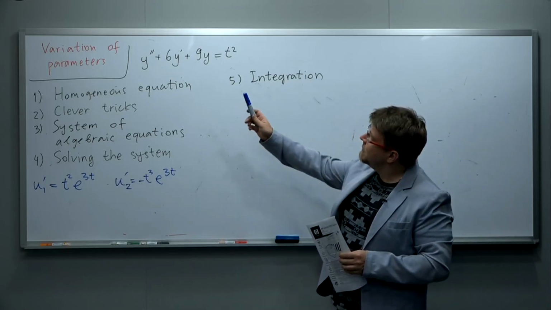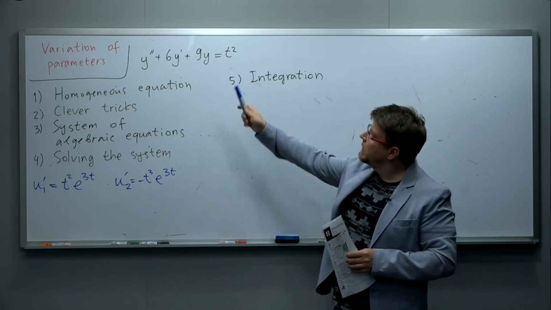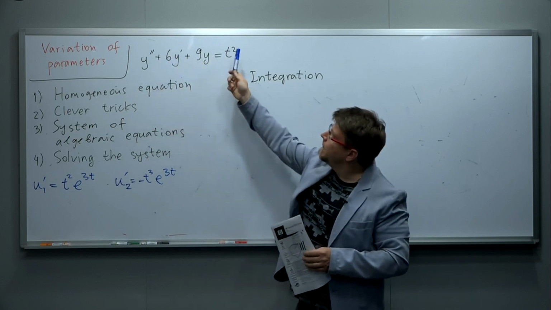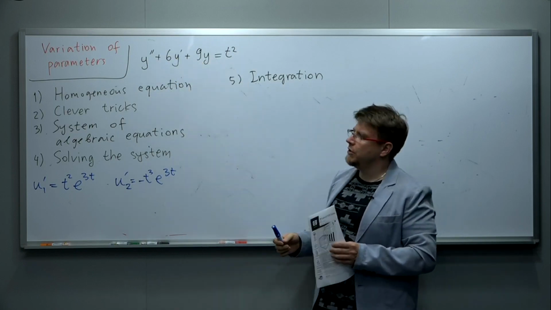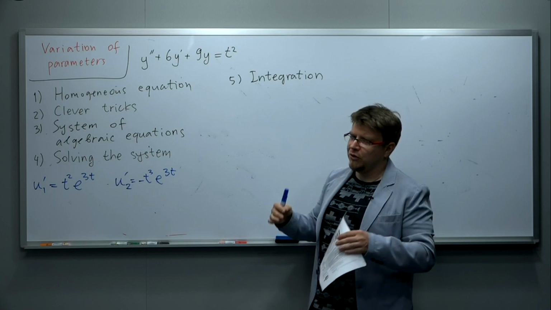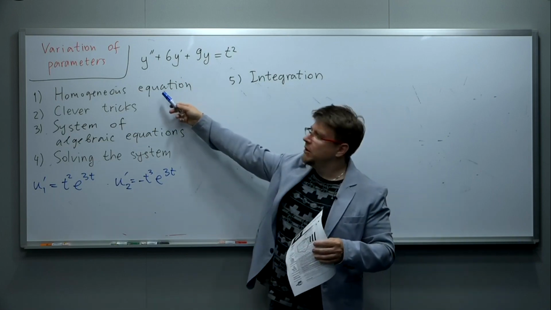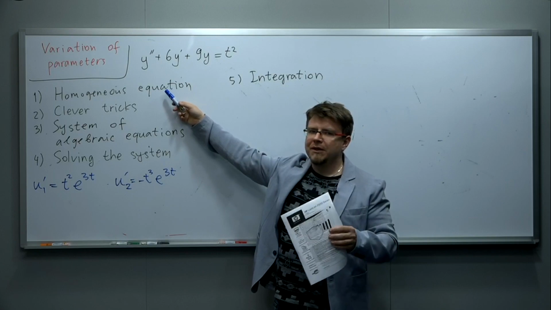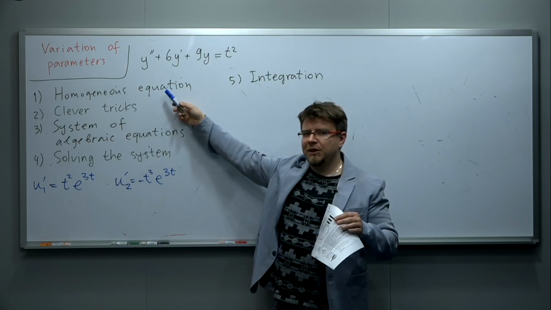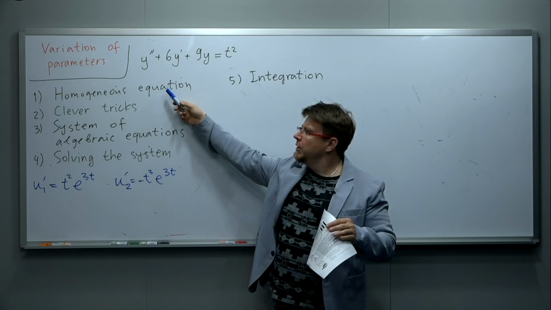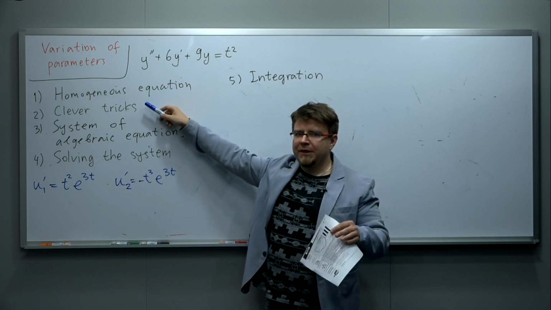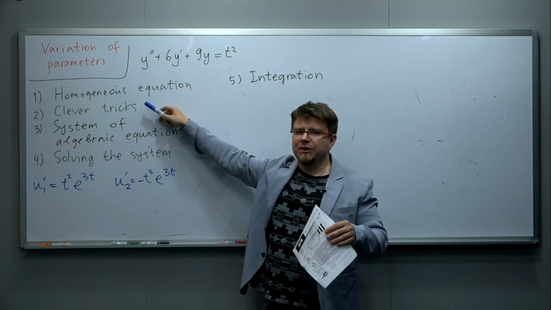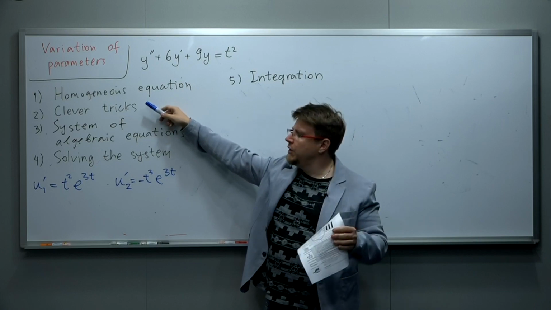Okay, let's very quickly review all the steps. Here is a non-homogeneous differential equation. In order to solve it, first we write a general solution of the corresponding homogeneous equation. Then it has two general constants, C1 and C2. Then we replace these two general constants with functions of t, u1 of t and u2 of t.